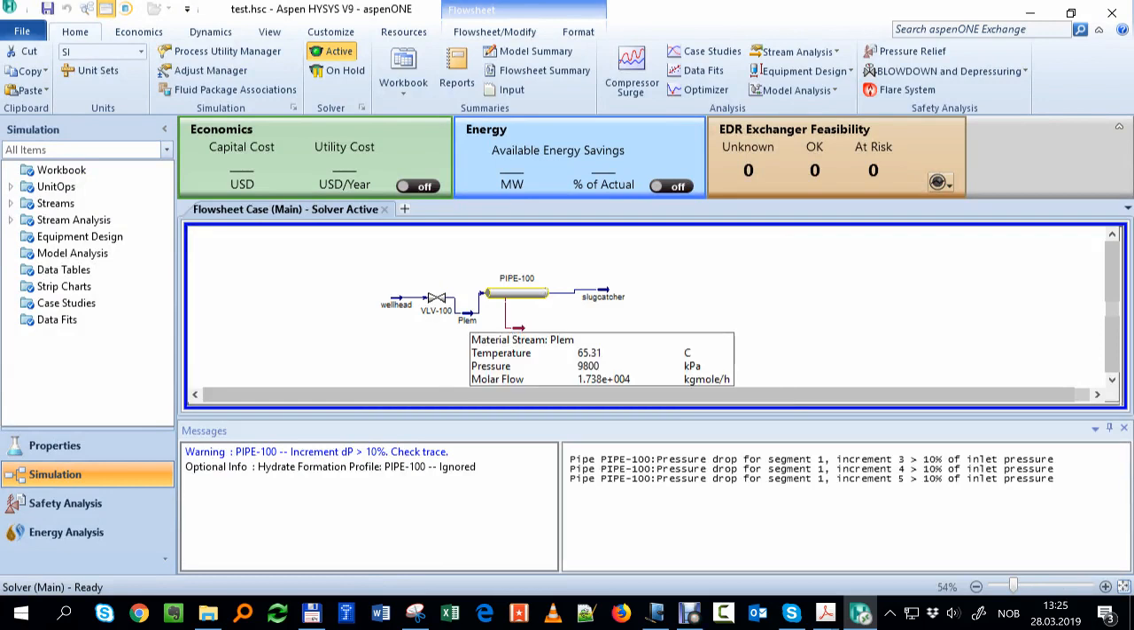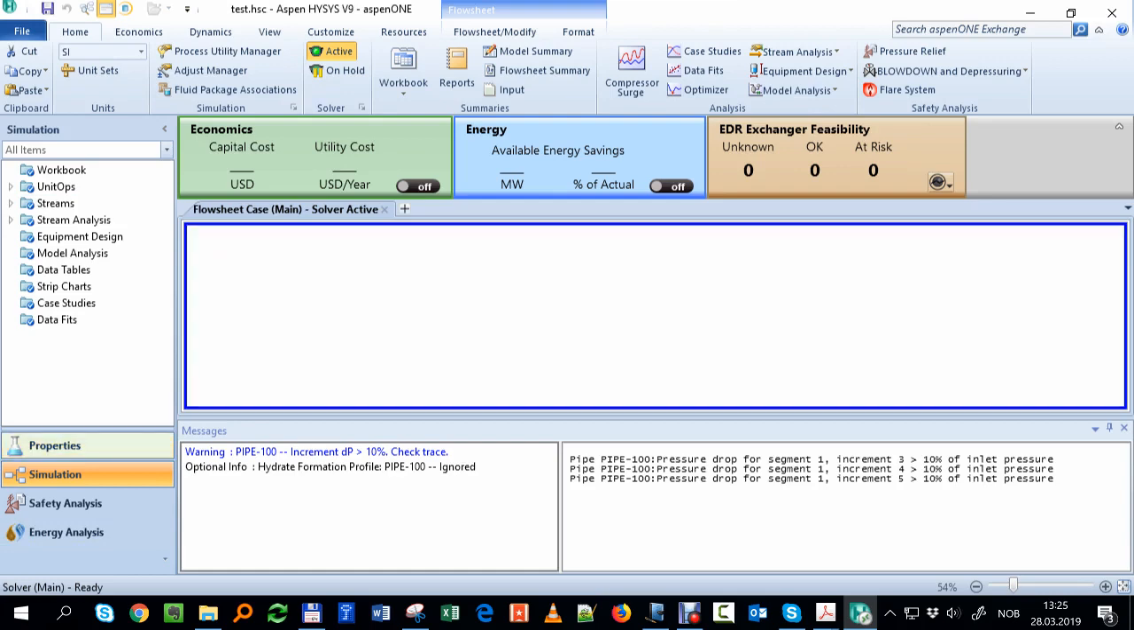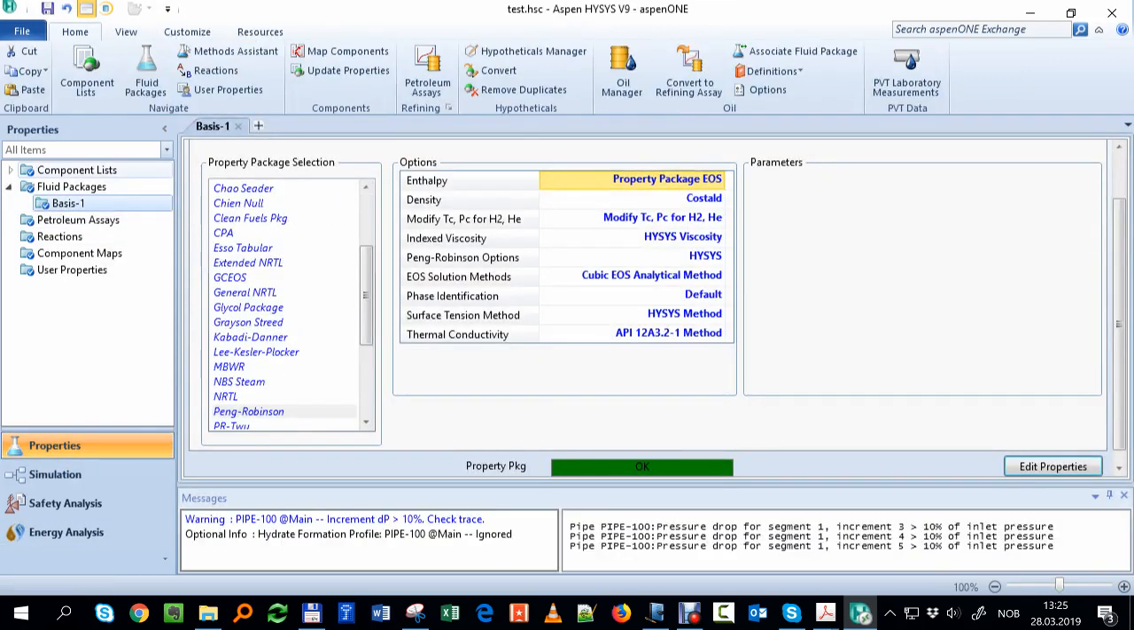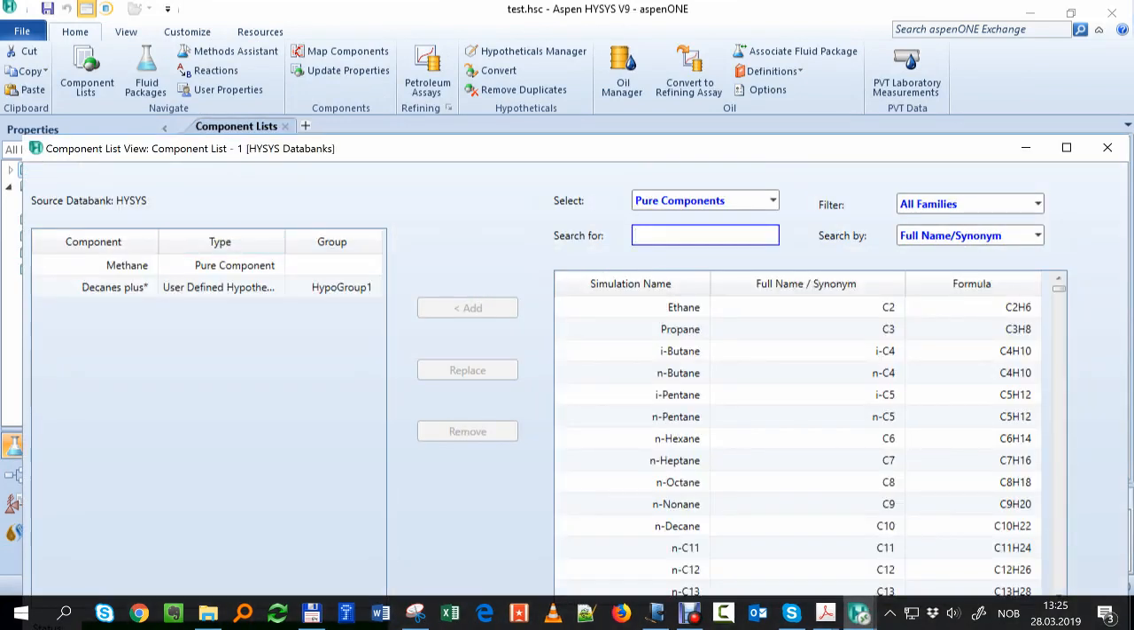Okay, so here that's what we have done. And we are going to go very soon. We have added this wellhead. Basically the interface was very simple. We came here to properties to define how many components, which components we are going to use. In our case, we define in class only two. Okay, this methane and decanes plus, which is a pseudo component.